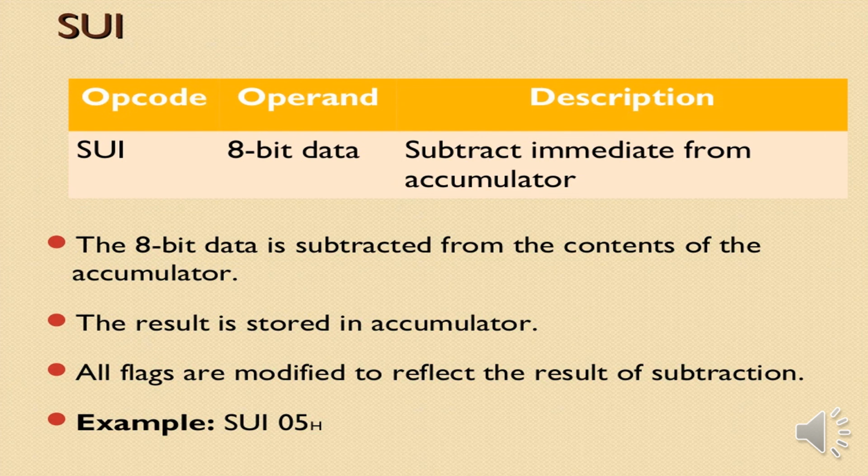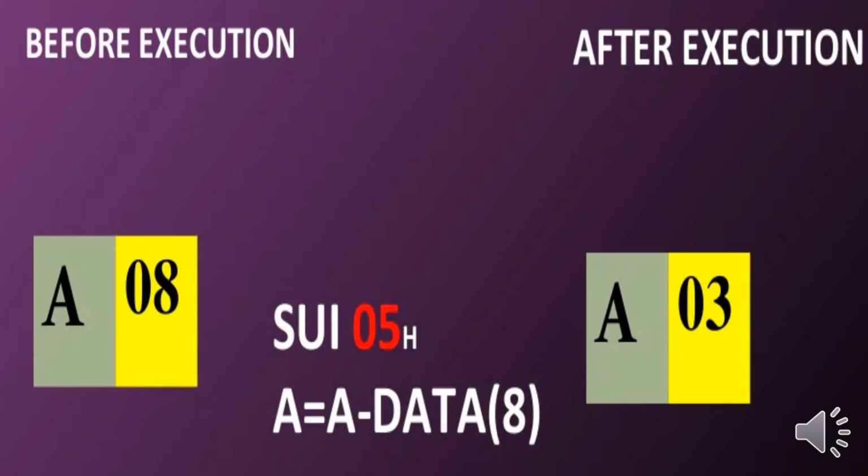So the 8-bit data is subtracted from the content of the accumulator. The result is stored in the accumulator only. All the flags are modified to reflect the result of the subtraction. SUI 5. So the 5 is a direct value. The direct operand value is subtracted from the A content.